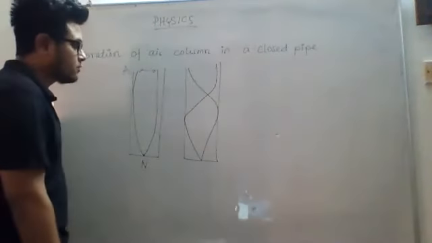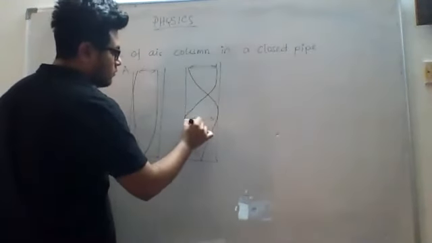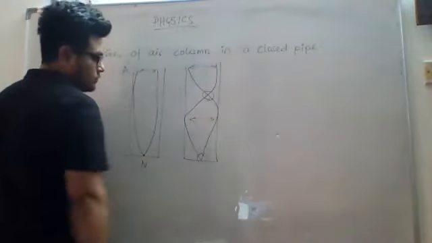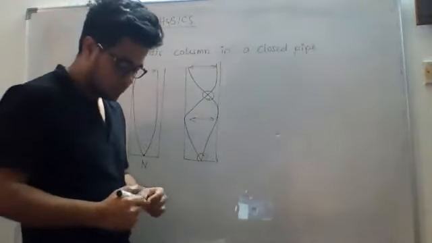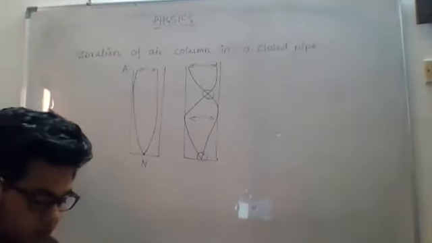Something like this will be produced. You can see there are now two nodes and two antinodes. Two nodes and two antinodes will be produced if I blow with more force.